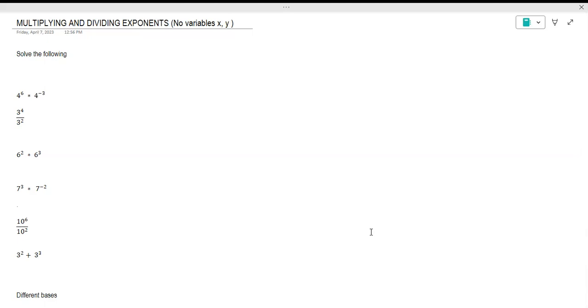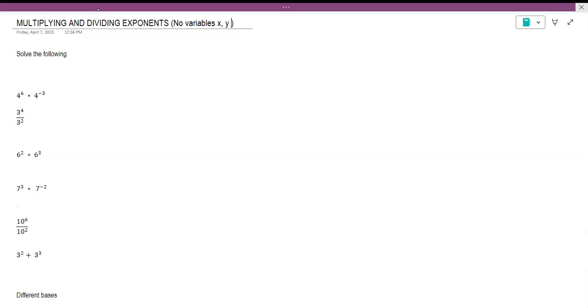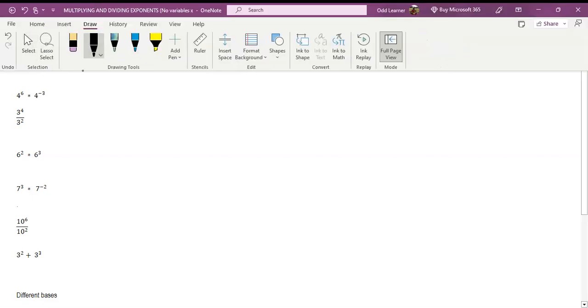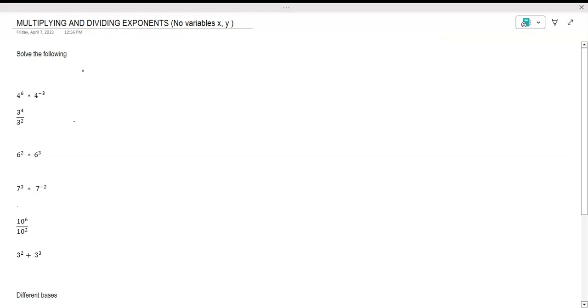All right, so let's talk about multiplying and dividing exponents. So now we're just having no variables, no x y for now, just regular numbers. So solve the following: 4 raised to the power 6 times 4 raised to the power 3.